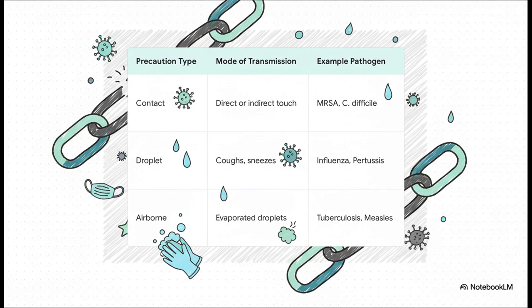For germs that spread by touch, like the resistant bacteria MRSA, we use contact precautions. For viruses that travel in big droplets from a cough, like the flu, we use droplet precautions. And for those really contagious pathogens that can just hang in the air, like measles or TB, we escalate to the highest level, airborne precautions.